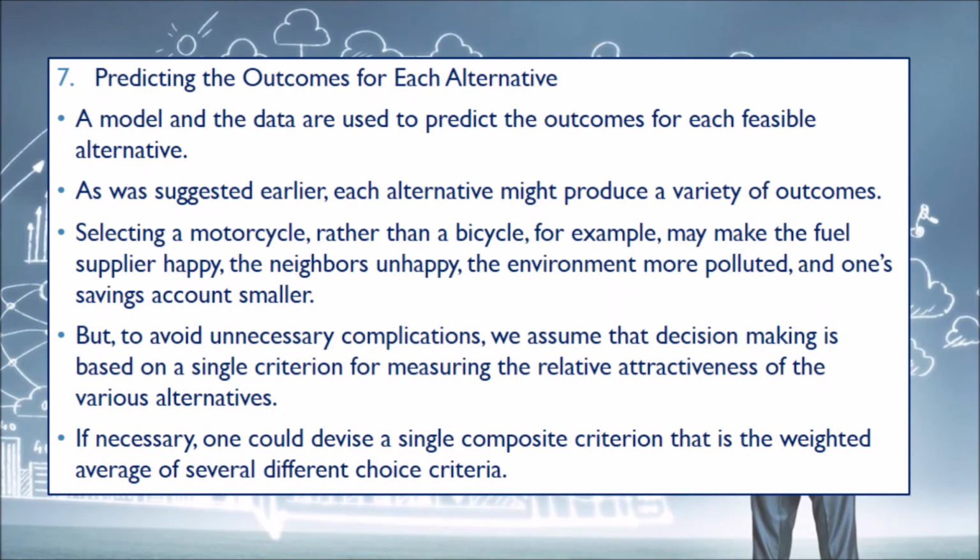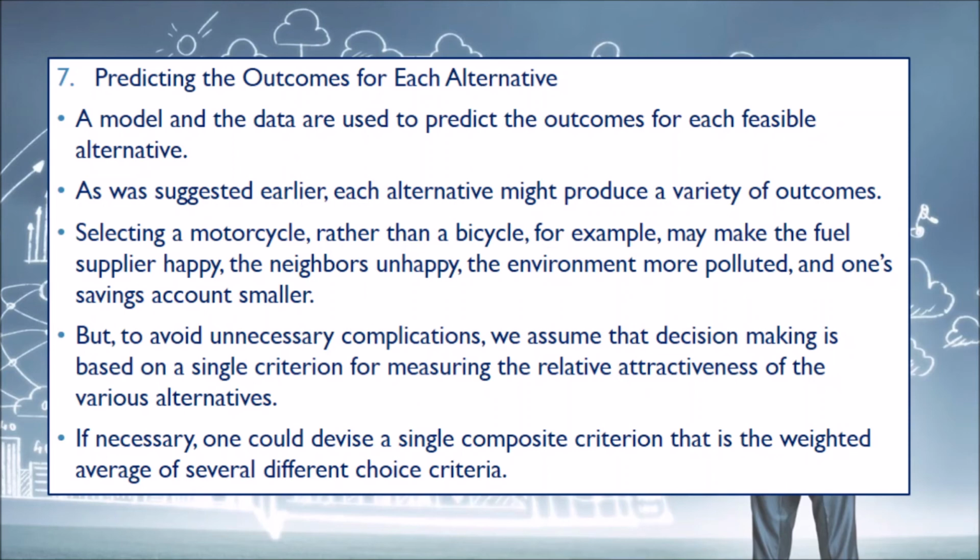Step 7. Predicting the outcomes of each alternative. A model and the data are used to predict the outcomes of each feasible alternative. As was suggested earlier, each alternative might produce a variety of outcomes. Selecting a motorcycle rather than a bicycle, for example, may make the fuel supplier happy, the neighbors unhappy, the environment more polluted, and one's savings account smaller.